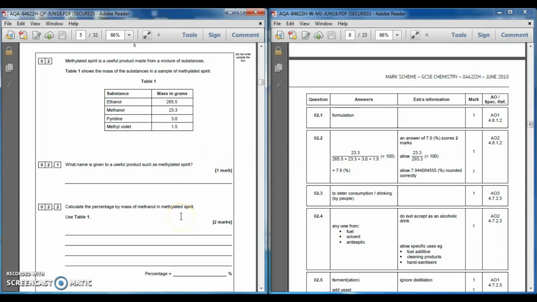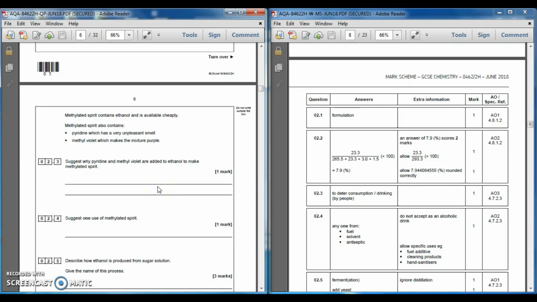For calculating the percentage by mass, most people were pretty good at this, and if you got it wrong, it's quite often because you didn't add a total mass up. So if we have a look at the mark scheme on the right here, the 23.3 comes from the methanol, which is what we're trying to find the percentage of, and then the numbers at the bottom are the total mass of everything added together. So when you add all those up, it's 293.3. So it was 23.3 out of 293.3. Obviously times it by 100. That's 7.9%, but obviously we've allowed anything that's rounded correctly. I hope you didn't put as many decimal places as that in, because that's a bit ridiculous, isn't it?